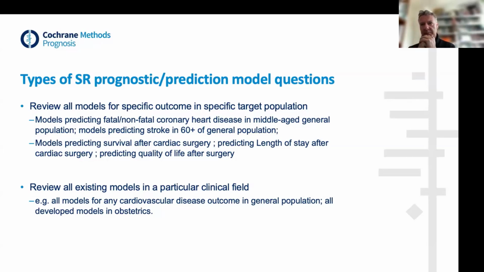You can also review all existing models in a particular clinical field. For example, people have evaluated all models for any cardiovascular disease outcome in the general population. Or there are a few reviews on all developed models in obstetrics. Big reviews, we probably might consider them as a type of scoping reviews, but they are very hot currently also in the literature, and they usually are very well received by journals. Next slide.